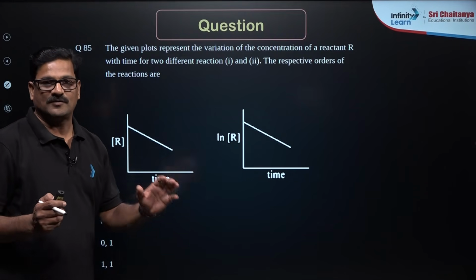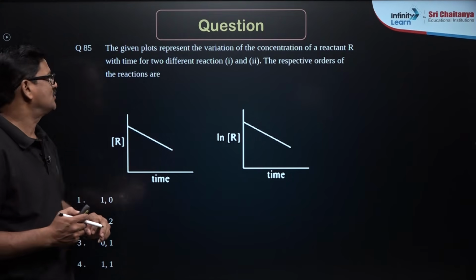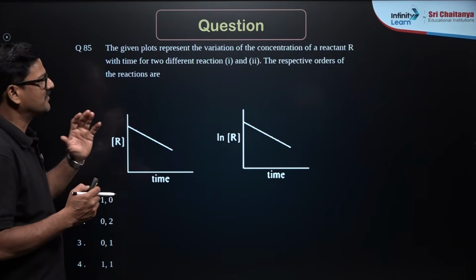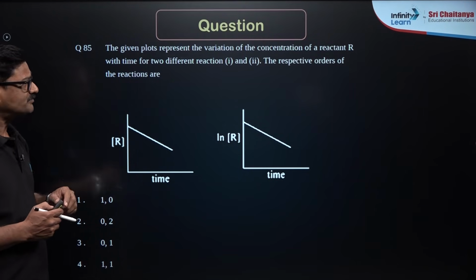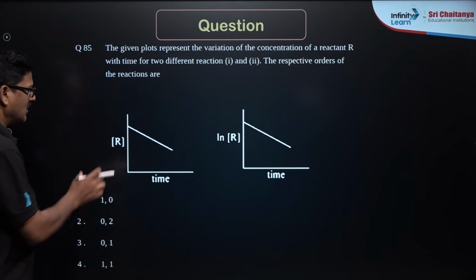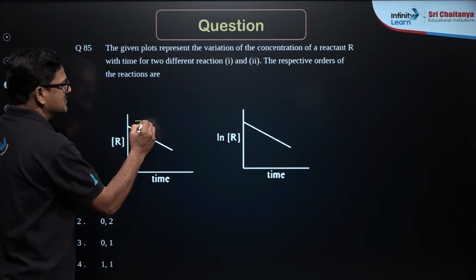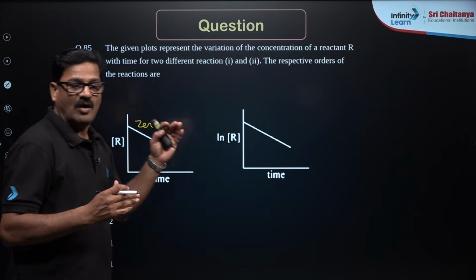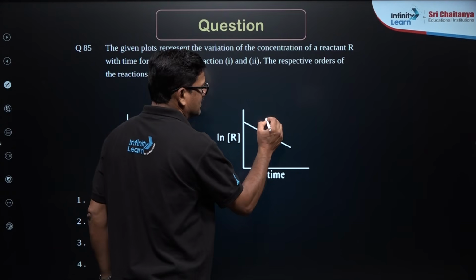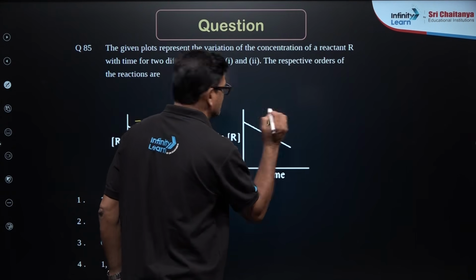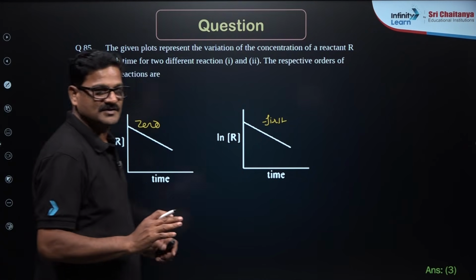Students, this is the question from reaction kinetics, and the graphs are directly given from the NCERT textbook. The given plots present the variation of concentration of reactant with time for two different reactions, 1 and 2. The respective orders of the reaction: concentration of the reactant versus time is going to be a negative slope, that is a 0 order, but log concentration versus time is going to be a straight line. It is going to be the first order reaction. So I just want to say 0 and 1, option 3 is the correct answer for this question.